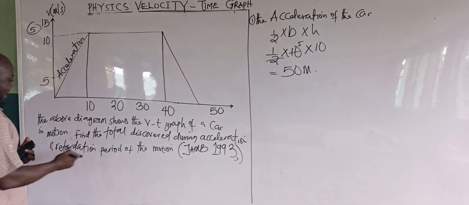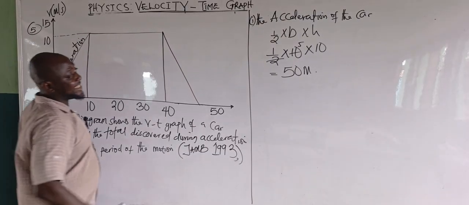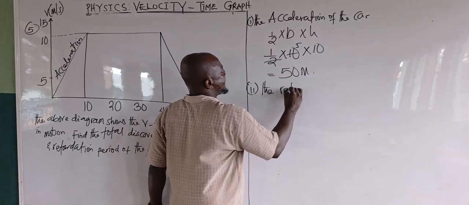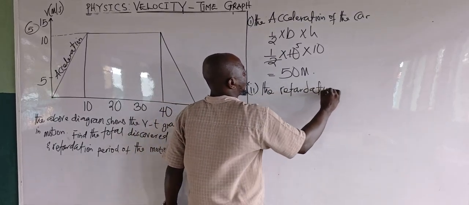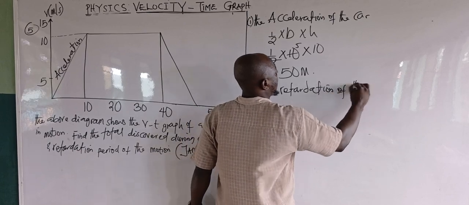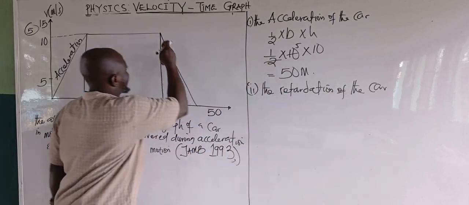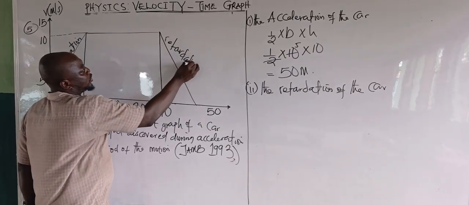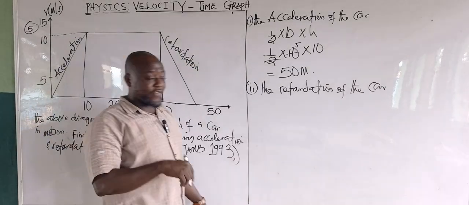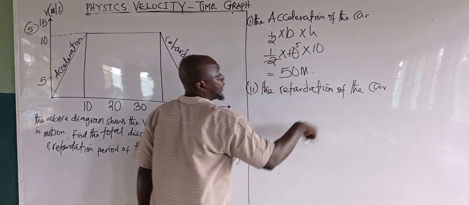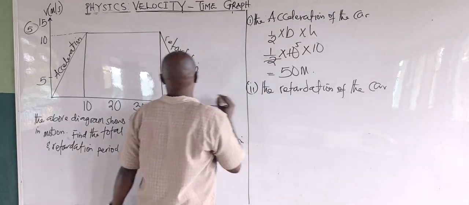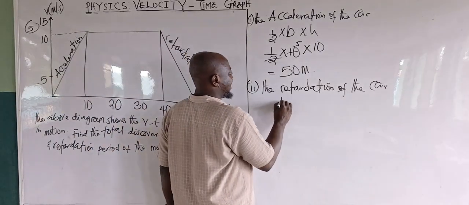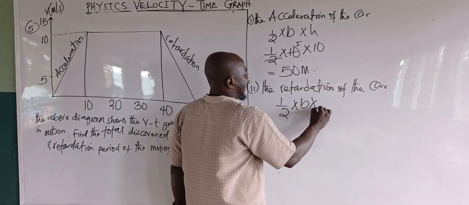Next up, we calculate the retardation. So the retardation of the car, that is where the car came to rest from here. This becomes my retardation or deceleration, any one you want to use, retardation or deceleration of the car. So it comes down to this point, where we check the diagram again. It's still a triangle.